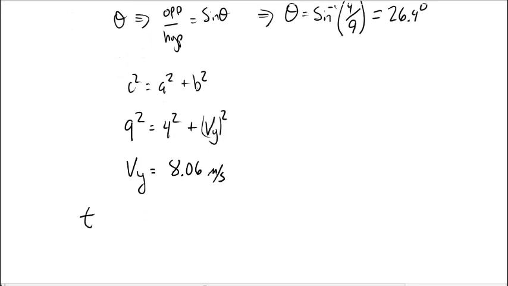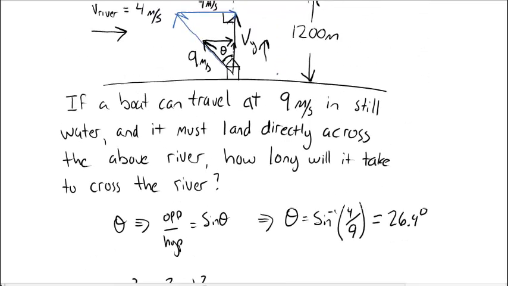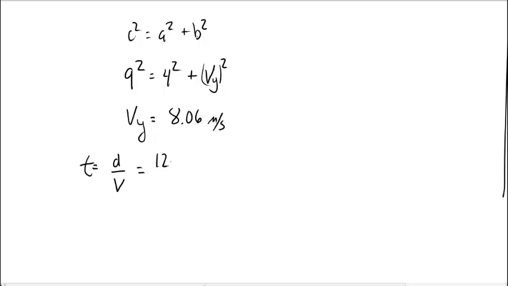To find time, time will be distance divided by velocity. Now the distance it travels is 1200 meters, and it's traveling at 8.06 meters per second, and I can check my units to see if this works out. And this is going to leave me with seconds, which is perfect. If I take 1200 divided by 8.06, that is 149 seconds to cross the river.